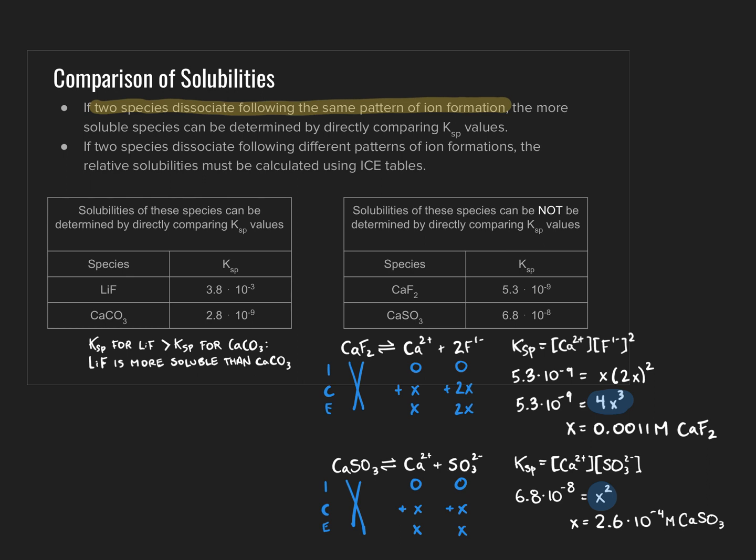So again, as an overall summary, if the species that you're comparing solubilities of dissociate to form the same number of ions in the same pattern, you can then directly compare their KSP values to determine which one will be more soluble. However, if the species dissociate to form different numbers of ions, in that instance, you'll need to use an ice table approach to compare the relative solubilities of these two species.